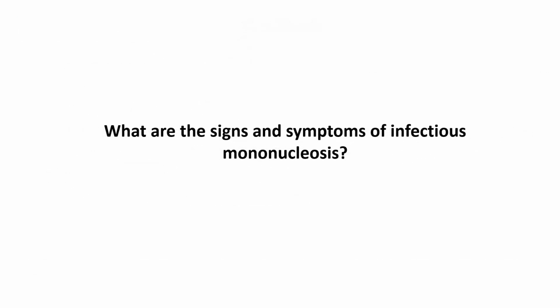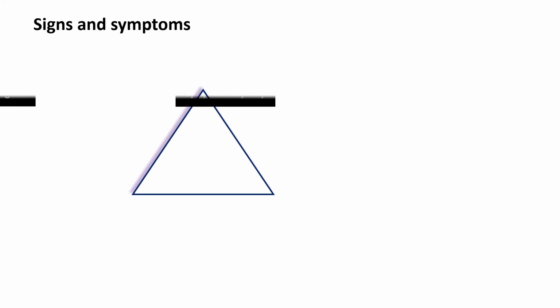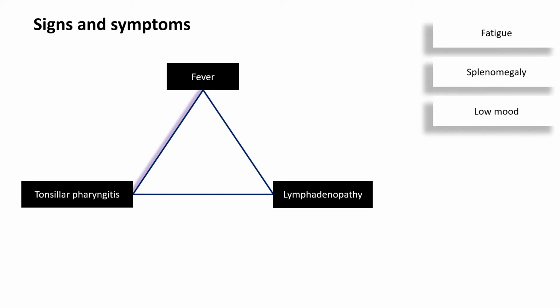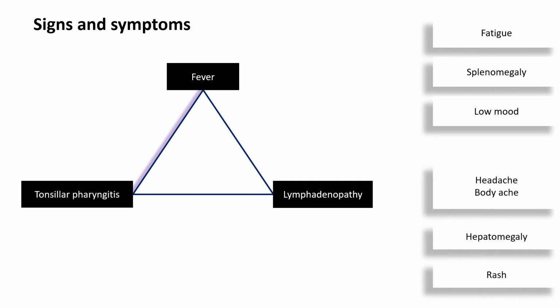What are the signs and symptoms of infectious mononucleosis? Infectious mononucleosis presents with a triad of fever, tonsillar pharyngitis, and cervical lymphadenopathy. In some atypical cases, pharyngitis could be absent. Other common features are fatigue, splenomegaly, and low mood. Fatigue is a common symptom and often helps with diagnosis. You may also find headaches, body aches, hepatomegaly, and rash.